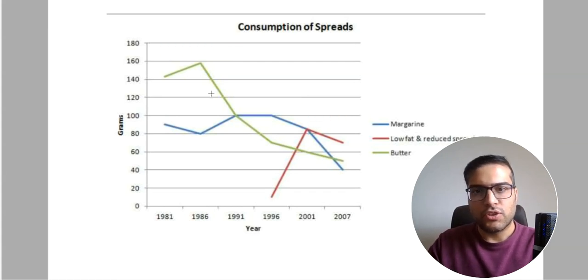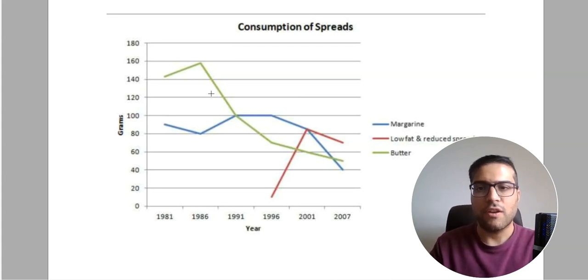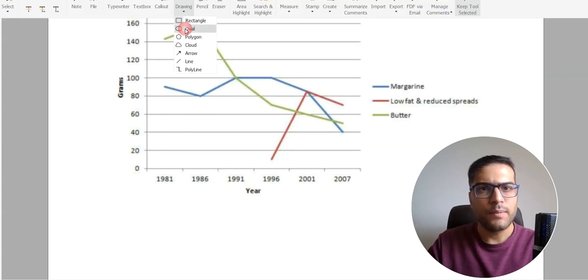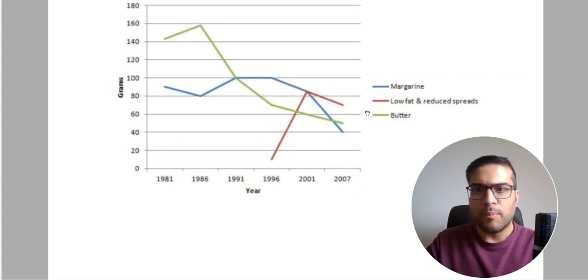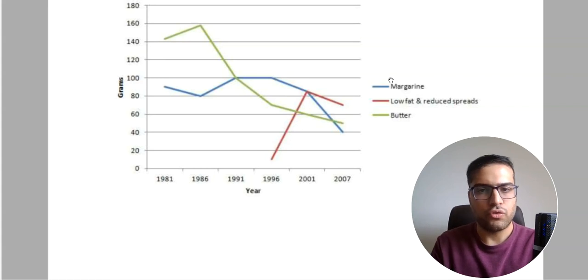So we can add this sentence to the overview as well. Also, in terms of dividing the information into two body paragraphs, I would put butter and margarine in one body paragraph because they had decreasing trends. However, I put low fat and reduced spreads in the second body paragraph because the figure for it rose.